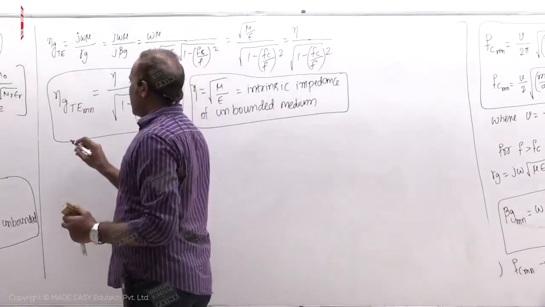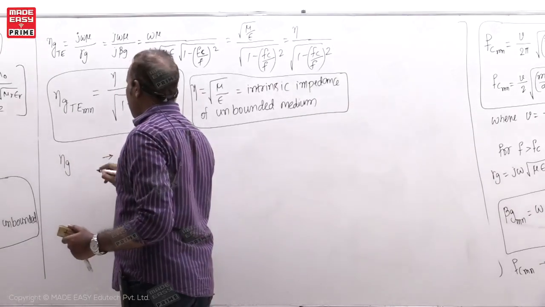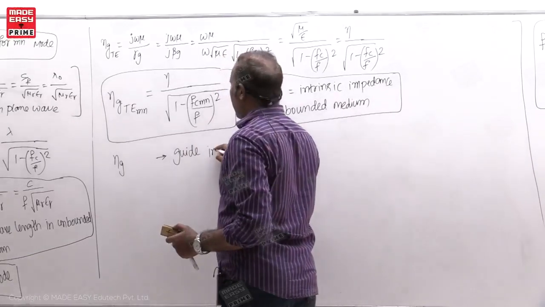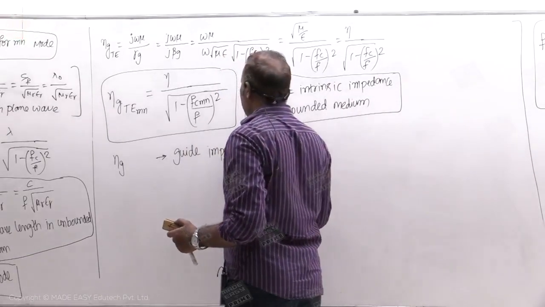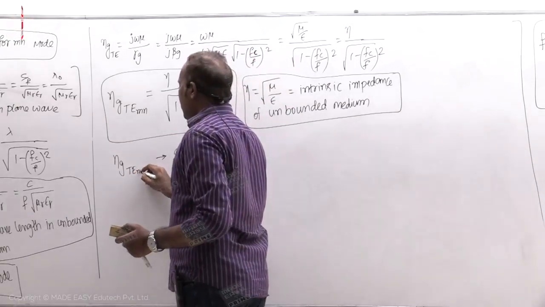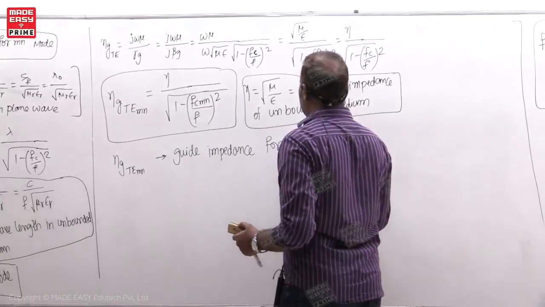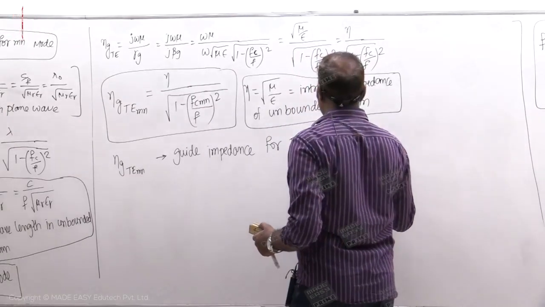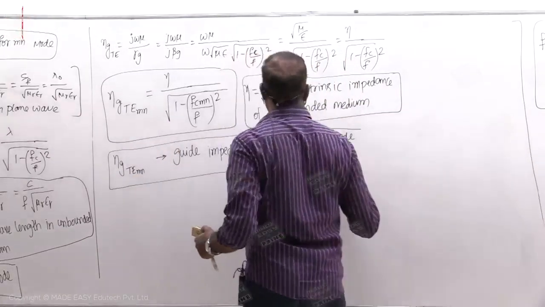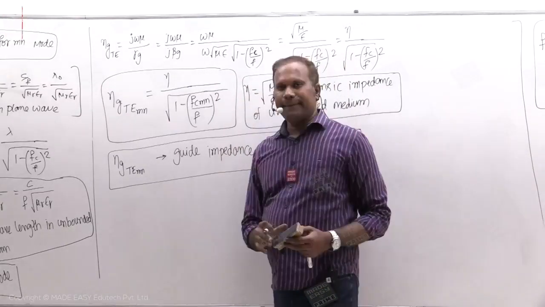So this one, students, eta G, G means guide, eta means impedance, guide impedance, TEmn means for TEmn mode, because for TM mode this factor will be beside this, that much is the difference.